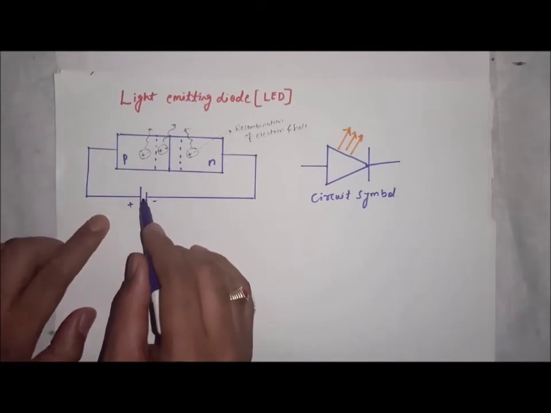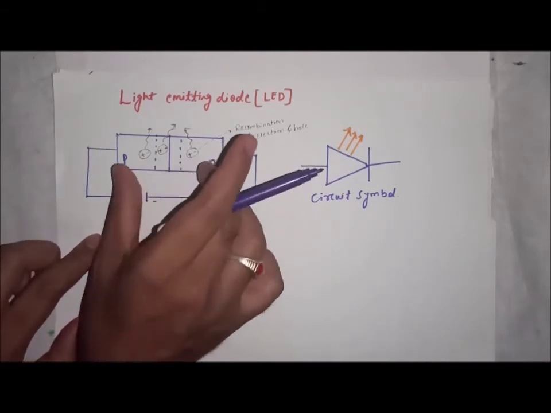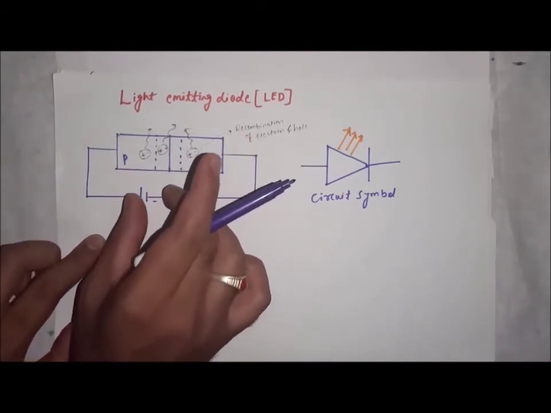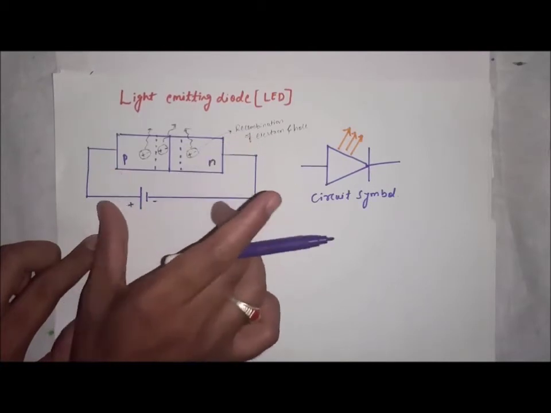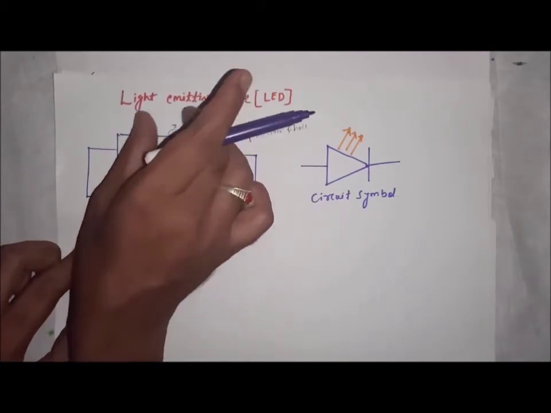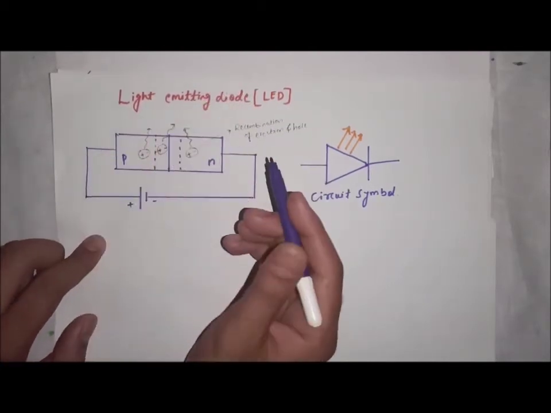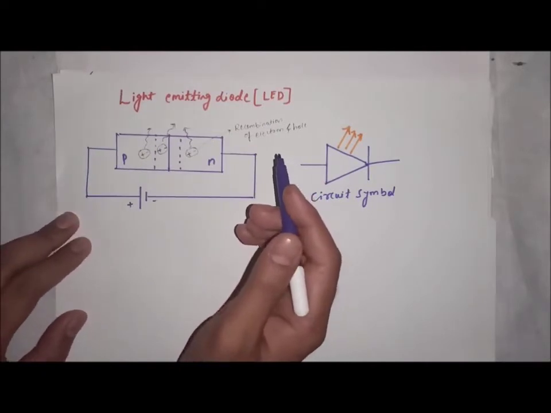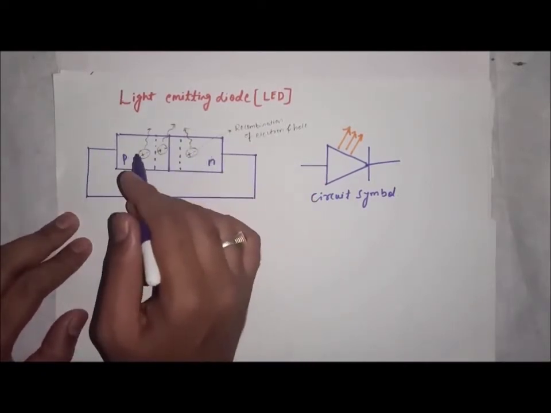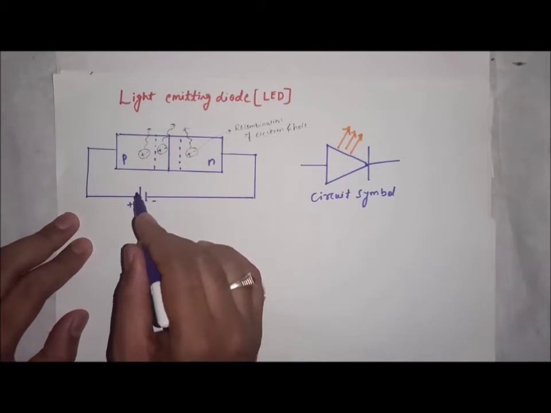So if you just give the electrical energy to the diode, what happens? It converts this electrical energy into light energy. It produces the light. Now what happens inside the diode? We will see. By the moment you connect the battery in forward bias, what happens?